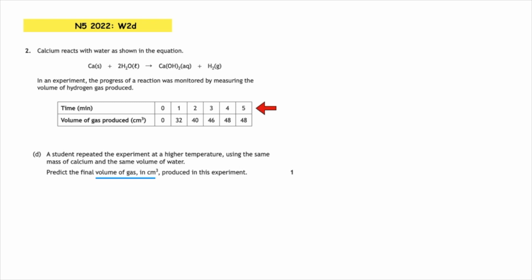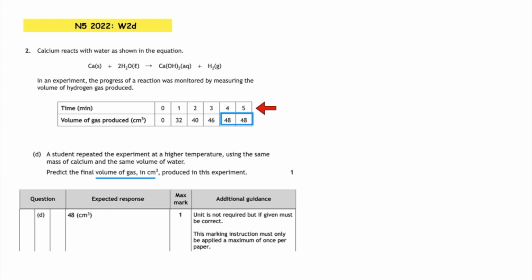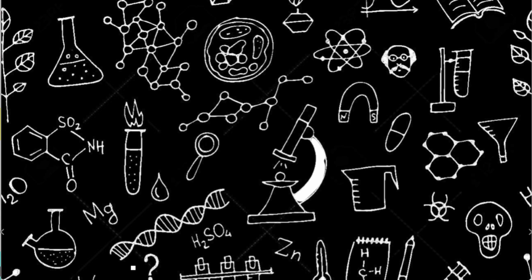If we use the table, we can see that the time taken originally was 5 minutes, and you were given a volume of 48. Even at 4 minutes, we had a volume of 48. So the total volume of gas which would be produced would be 48 centimetres cubed. The temperature would just mean that the reaction would happen faster. So this volume might have been obtained around, say for instance, 2 minutes.